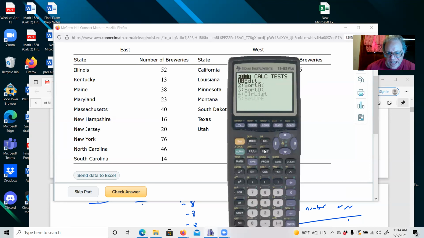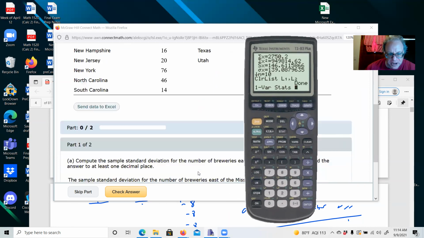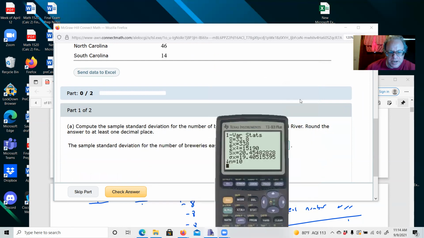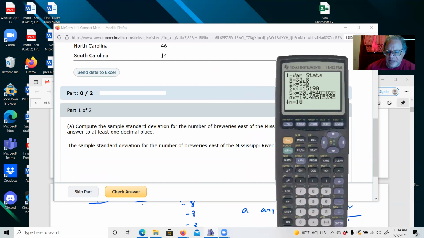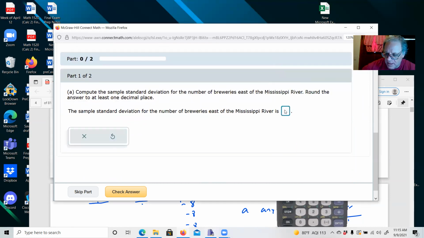So what we're going to do, stat, okay, edit, calc, and with variable statistics, what did they want? East of the Mississippi, so list one, enter, sample standard deviation. How many decimal places were they? One decimal place. So 20.45, this 5 makes this 4 into a 5. So we're going to say 20.5. Check.